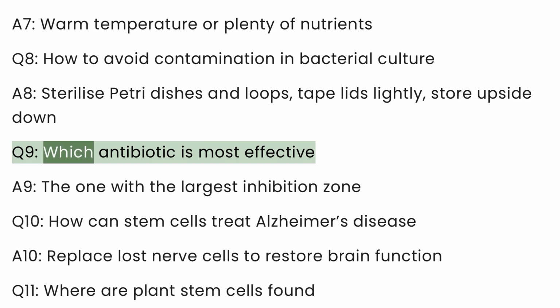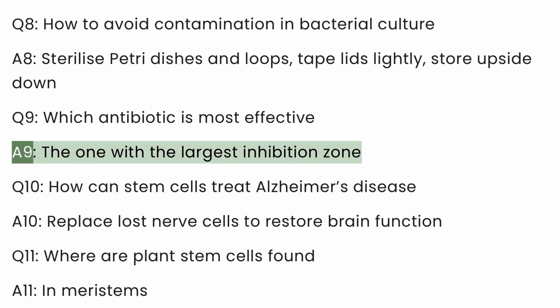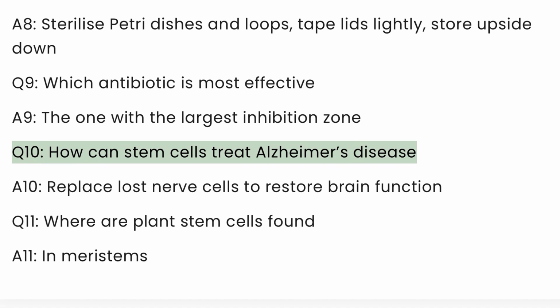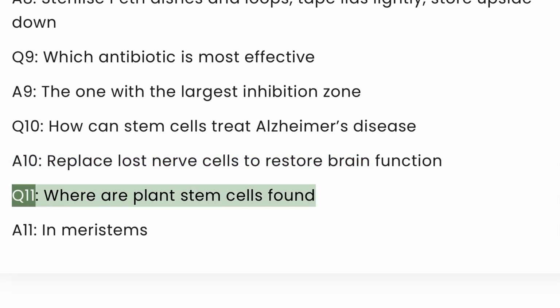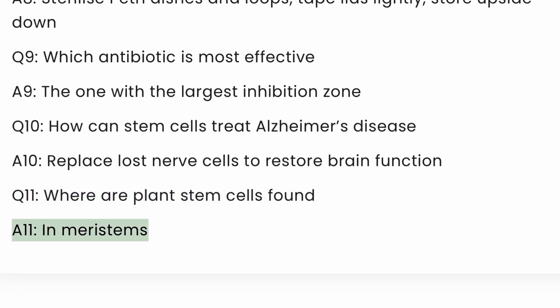Q9. Which antibiotic is most effective? A9. The one with the largest inhibition zone. Q10. How can stem cells treat Alzheimer's disease? A10. Replace lost nerve cells to restore brain function. Q11. Where are plant stem cells found? A11. In meristems.